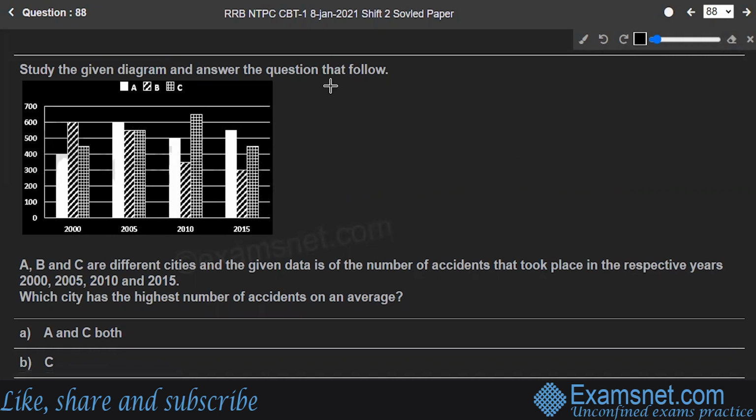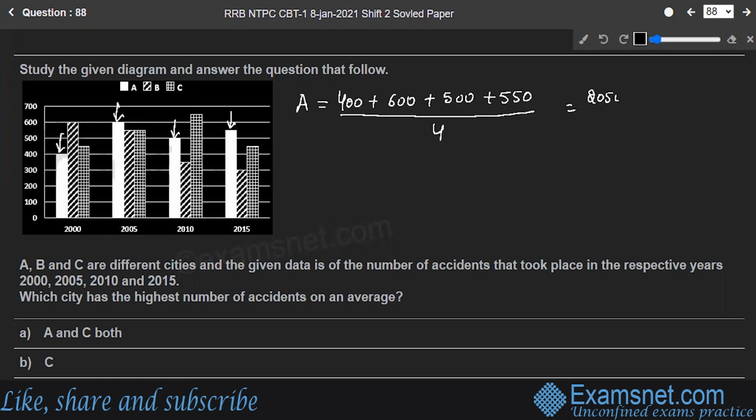Let's go. First of all, I'll go for city A. For city A, what are the accidents? It's 400, 600, 500 and 550. Now you have to find out the average. So let's divide it by 4. You will have 2050. If I divide it by 4, I will get 512.5.